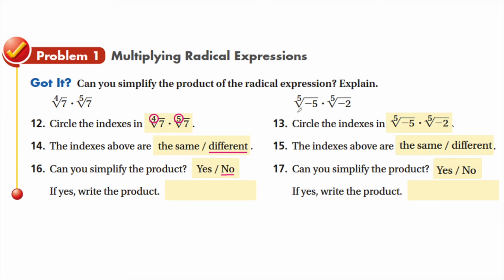All right. However, if we look at question 13 and we circle the indexes, we have a 5 and a 5, which means that these are in fact the same. And since they are the same, we absolutely can simplify the product, and we just have to multiply everything out. So all you're going to do is multiply the radicands, or the number inside the radicals, together. So we get a -5 times a -2, which is going to give us the fifth root, because the index stays the same, of +10.